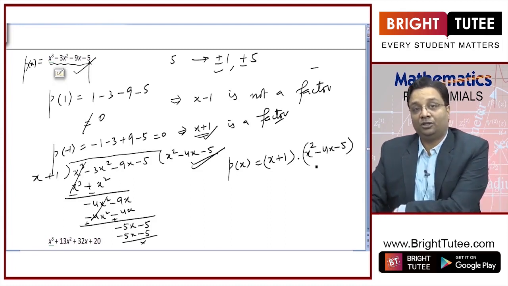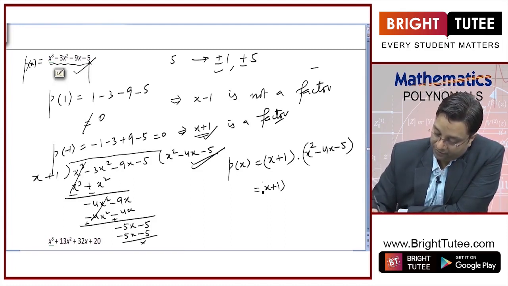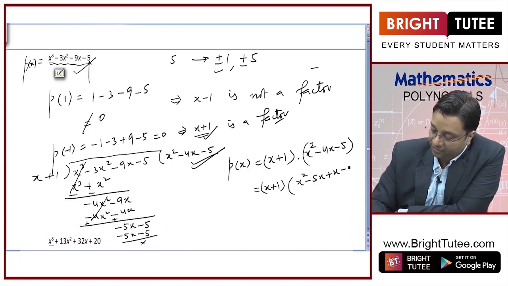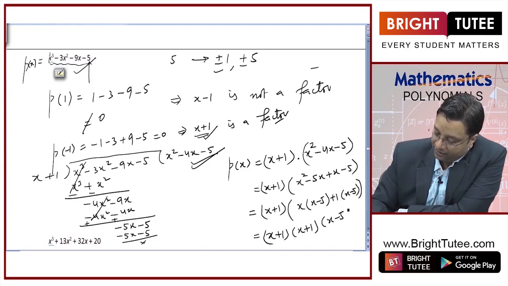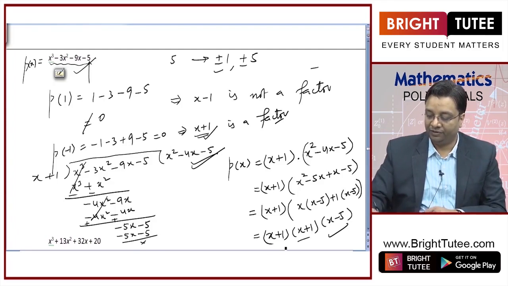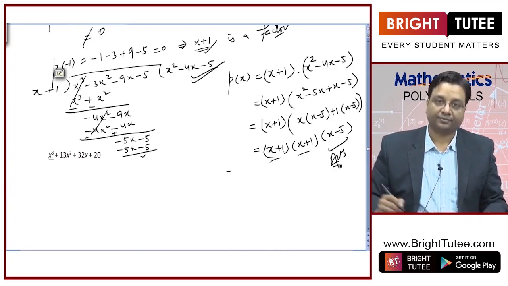And for the quadratic polynomial we are comfortable splitting the middle term. So x plus 1 into, this will be x square minus 5x plus x minus 5, x plus 1, x common, x minus 5 plus 1, x minus 5. Now you can see the factors, x plus 1 into x plus 1 into x minus 5. So this is the factorization. Two of the factors can be the same also. So this is your answer.